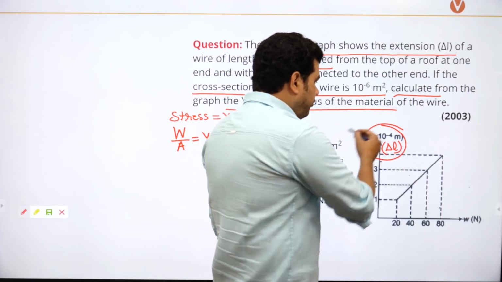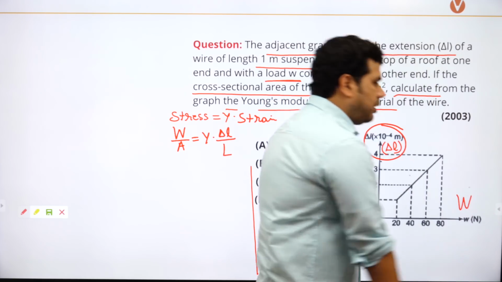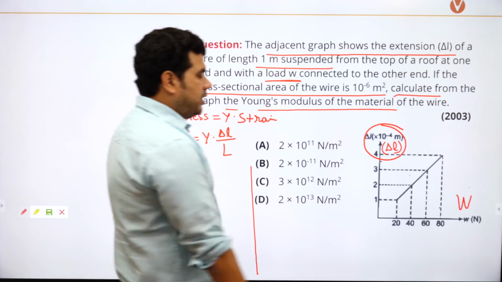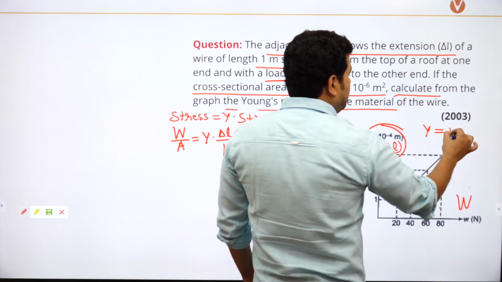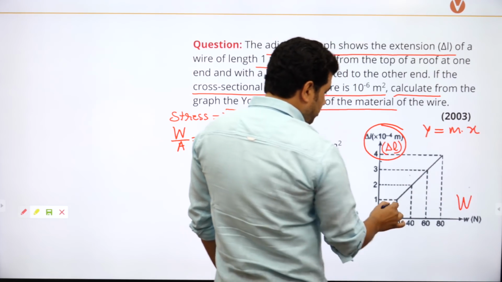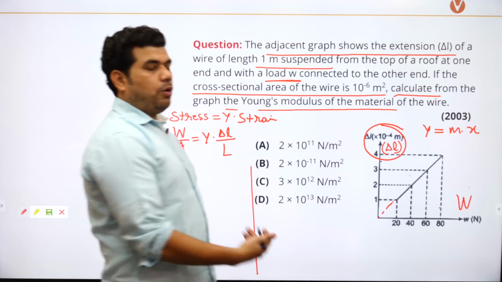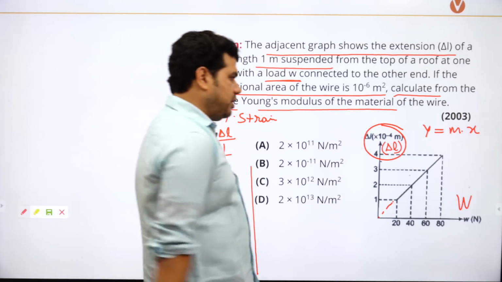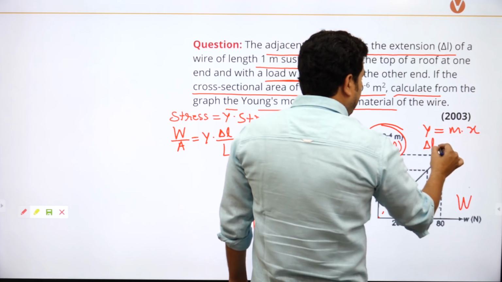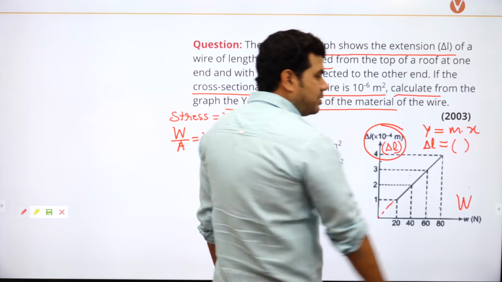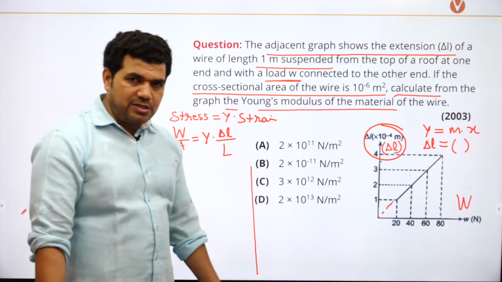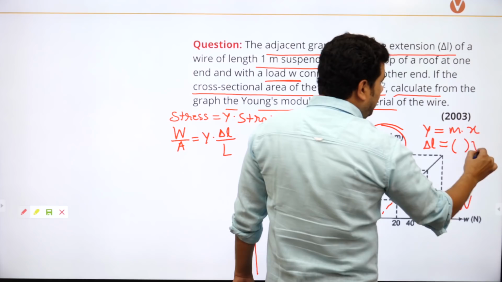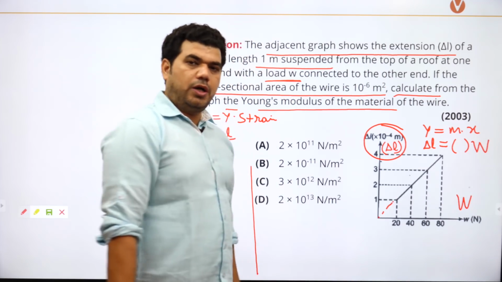And what we have here? We have a graph between delta L and W, and the equation is like a straight line. For a straight line, the equation is Y is equal to mx, and it seems to pass through the origin. Here, Y is delta L, which is equal to something constant, and that constant is known as the slope. And x is W here. Got it?